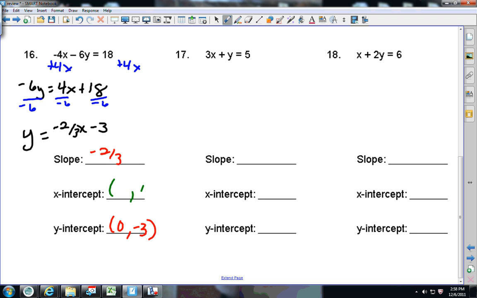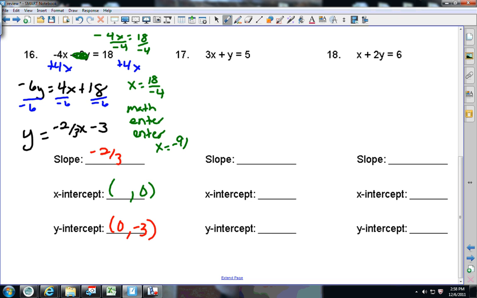My x-intercept, remember the y number is 0, so I'm going to cover up the y, and I have negative 4x equals 18. Divide by negative 4. X equals 18 divided by negative 4. If you put that in the calculator and press math, enter, enter, it will reduce it for you. A 2 goes into both of those, so x becomes negative 9 over 2.